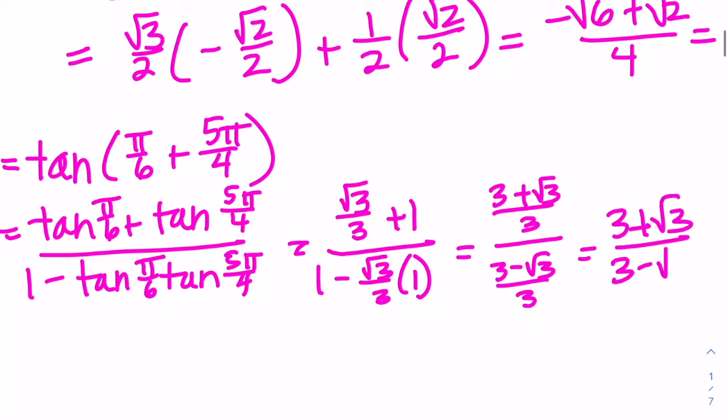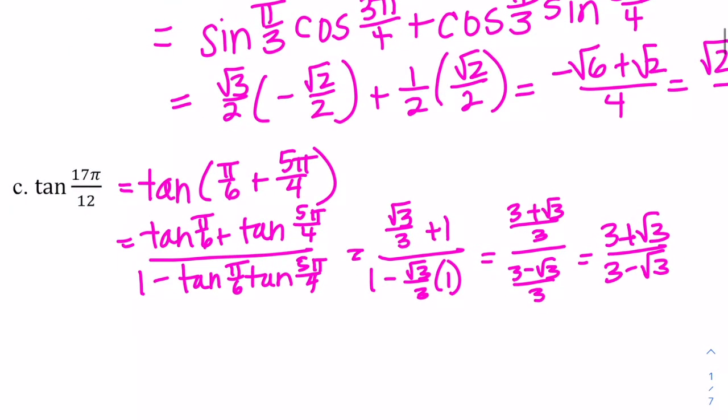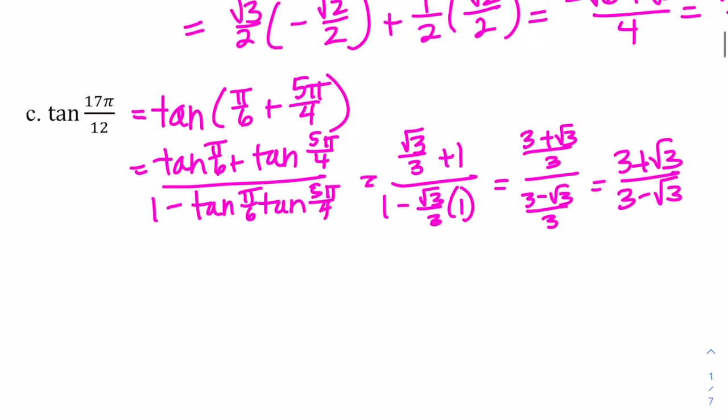Which will be 3 plus root 3 over 3 minus root 3. Now that's okay if we're saying, okay, leave it without a rationalized denominator. If we want to rationalize the denominator, we'd have to multiply the top and bottom by 3 plus root 3. So I'm just going to rewrite this here just to show the work. So that's 3 plus root 3 over 3 minus root 3, multiplied by the conjugate.